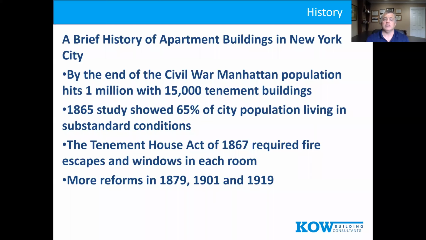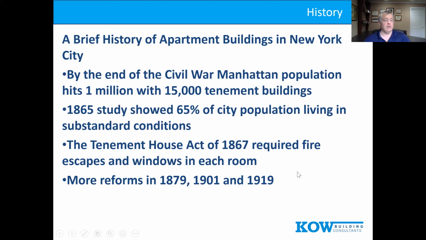So the Tenement House Act of 1867 required fire escapes and windows in each room. Fire escapes to give you a second means of egress or exit if you have a fire at the one door, and windows in each room to give you light and air, ventilation. So that was 1867. There were more reforms, 1879, 1901, and 1919.